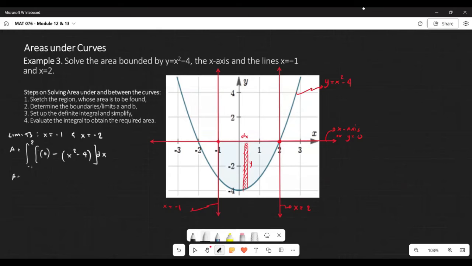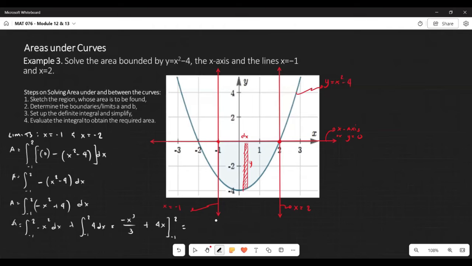So, simplify lang natin. -1 to 2. Ito ay negative (x squared minus 4) dx. So, be careful sa inyong sign. Okay, sa grouping symbol. So, by performing the basic integration, distribute nyo lang yung negative: negative x squared plus 4 dx. O paghiwalayin lang natin, integral from -1 to 2 of negative x squared dx plus 4 dx. Now we get the value of area using upper limit minus lower limit.